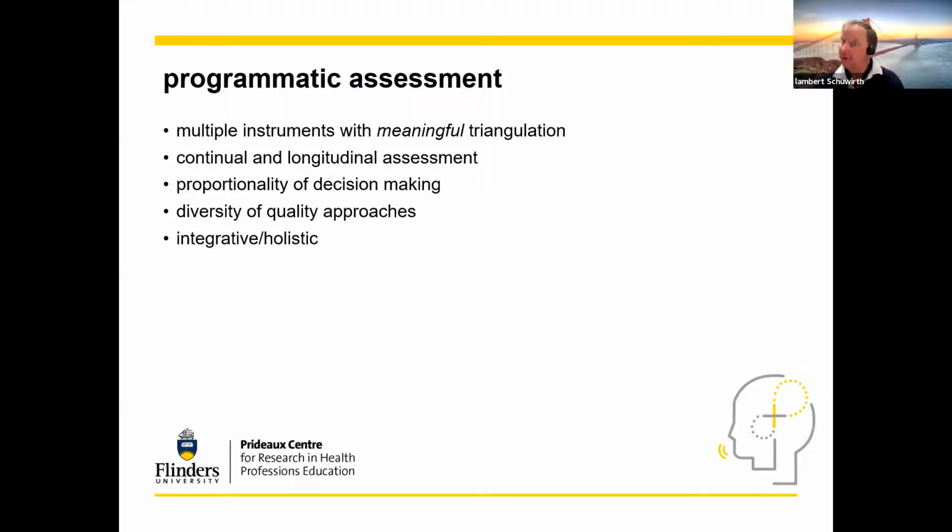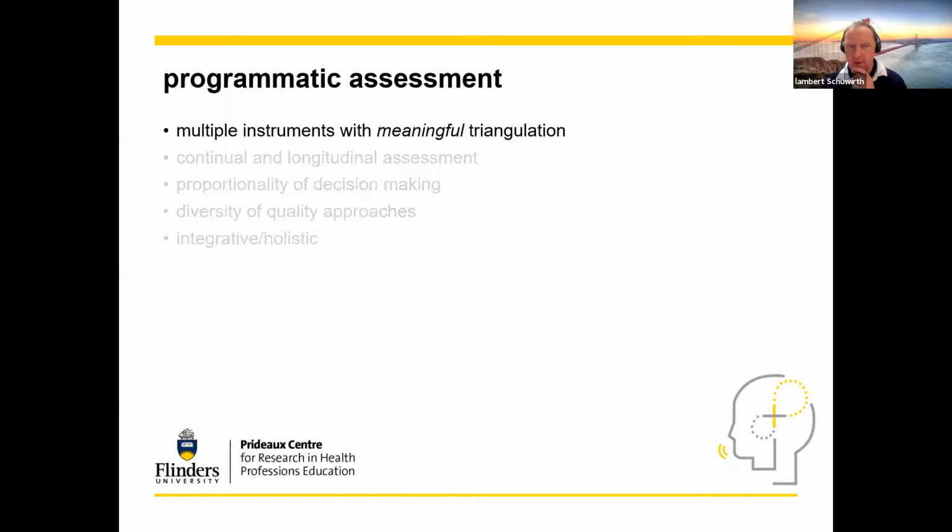It may be obvious that I'm not a big fan of national testing, because national testing is, again, one test that decides all, whereas we believe that it should be a program. Let me explain what I mean with these. Multiple instruments with meaningful triangulation.